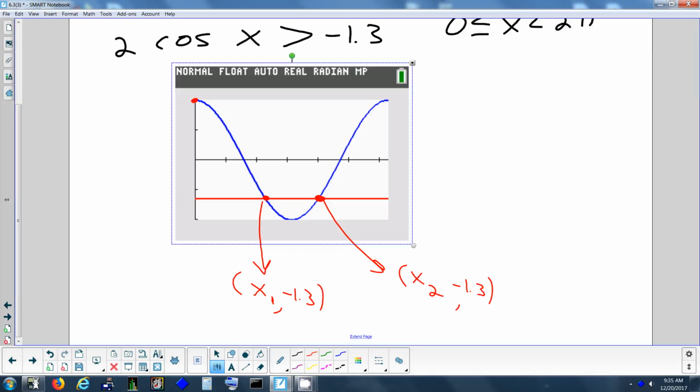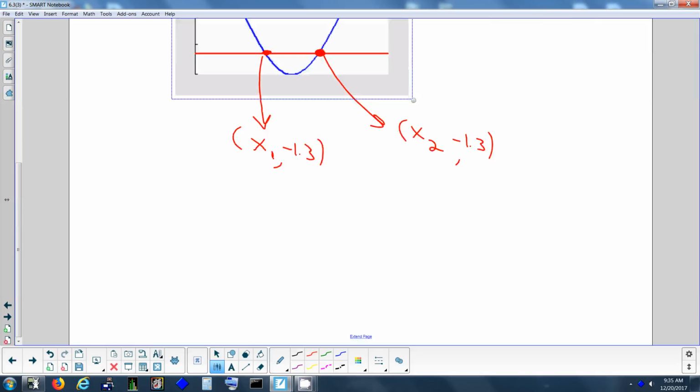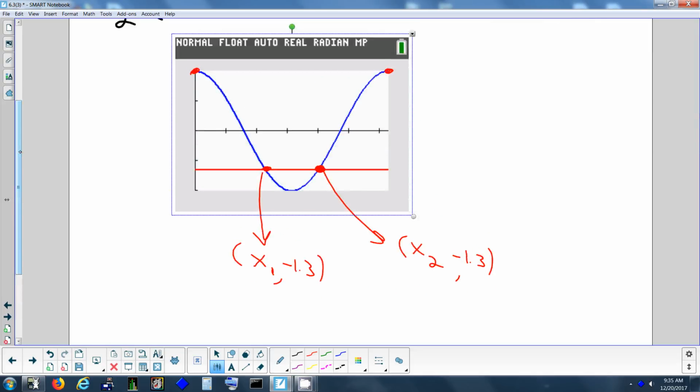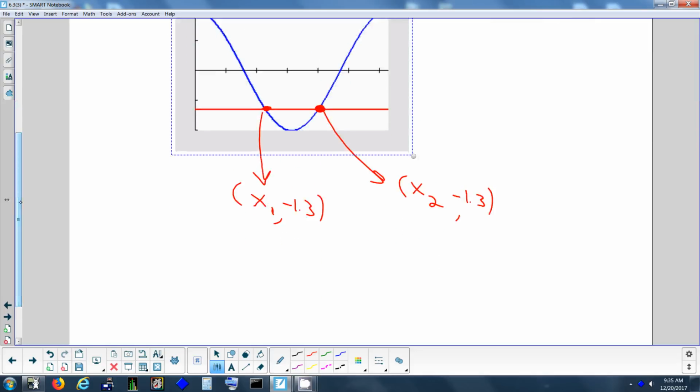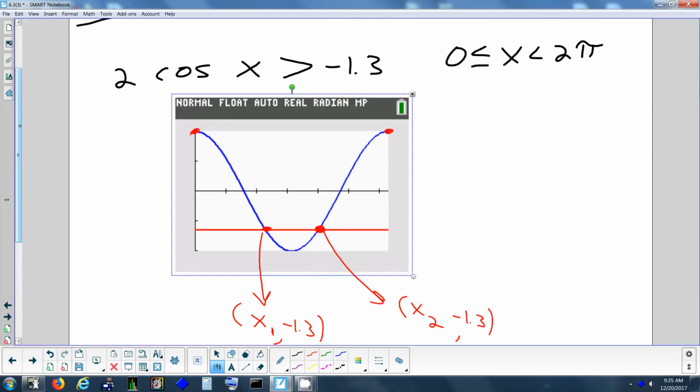So now, when I describe where I'm above the red line, is it going to be everything between those dots, or everything that's not between the dots? Rebecca? Not between the dots. So we're going to go from here to here. We're going to skip the middle, and then from here to there. All right? So the lowest x value that I have on that graph, well, what is it? What's the lowest x value?